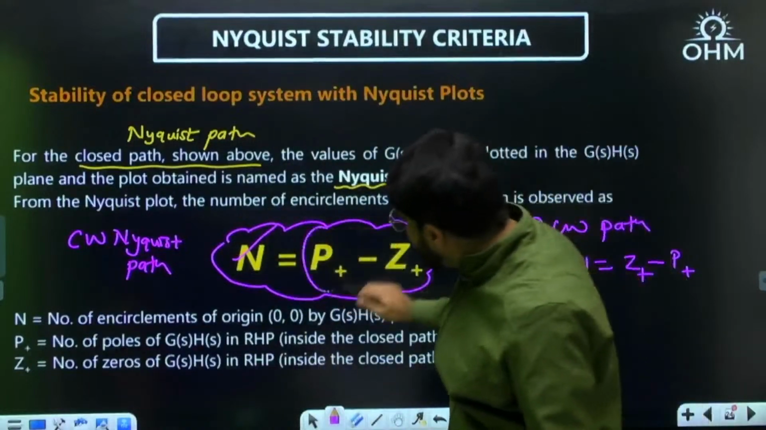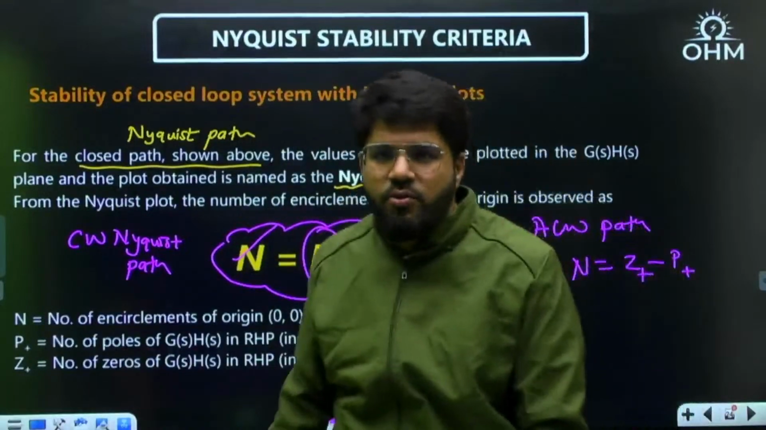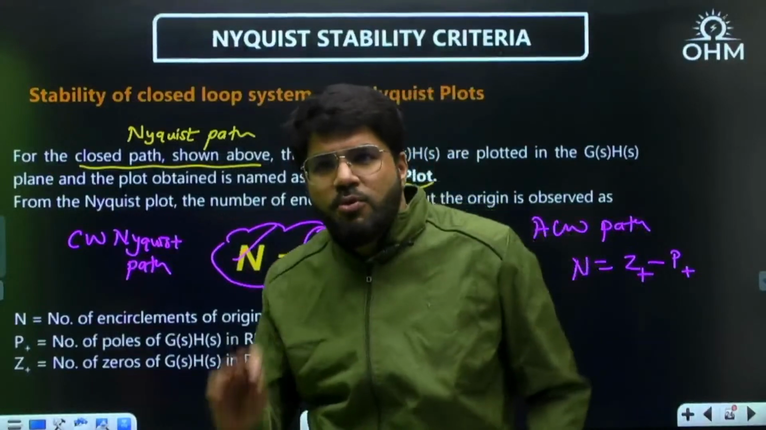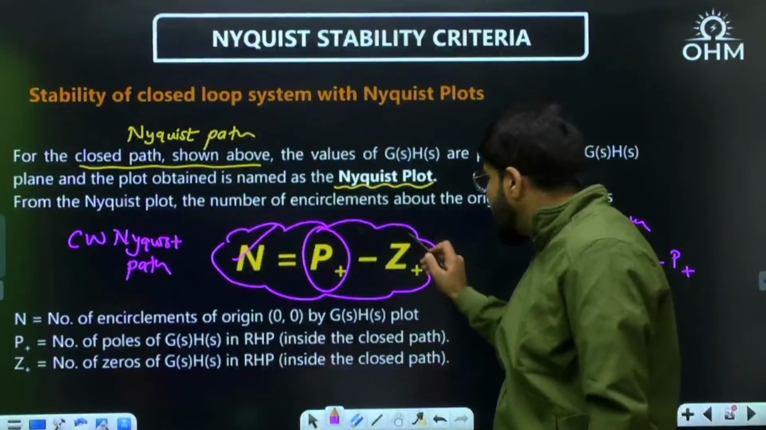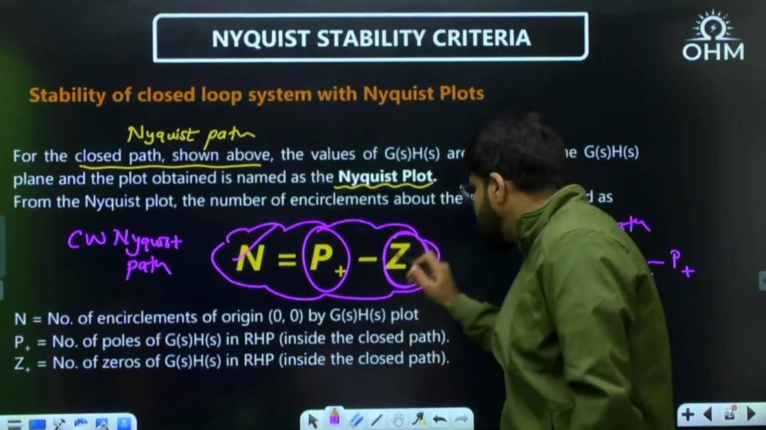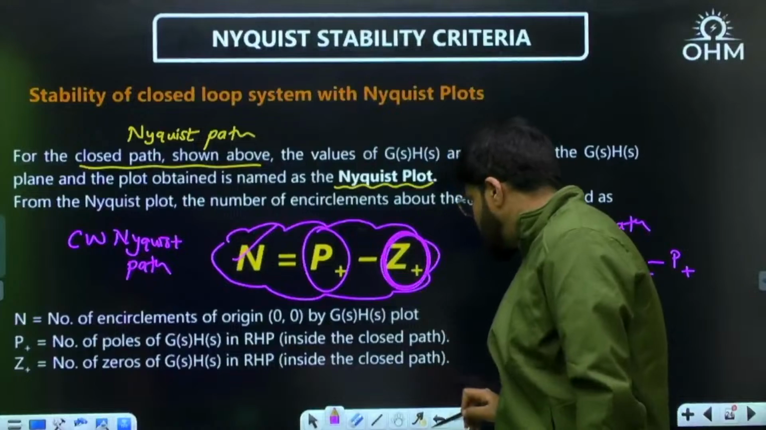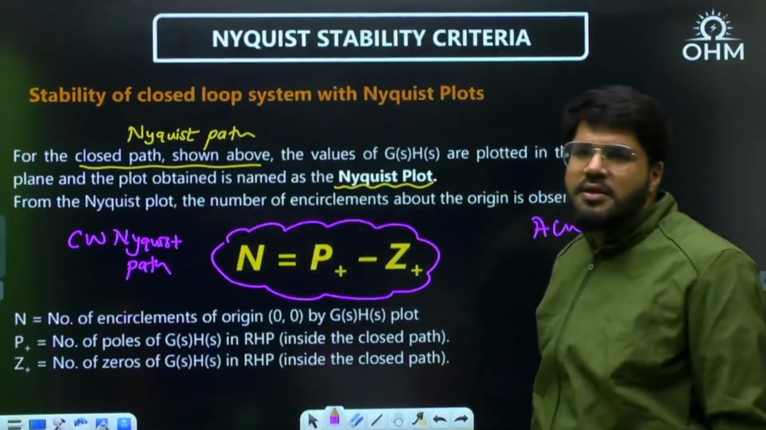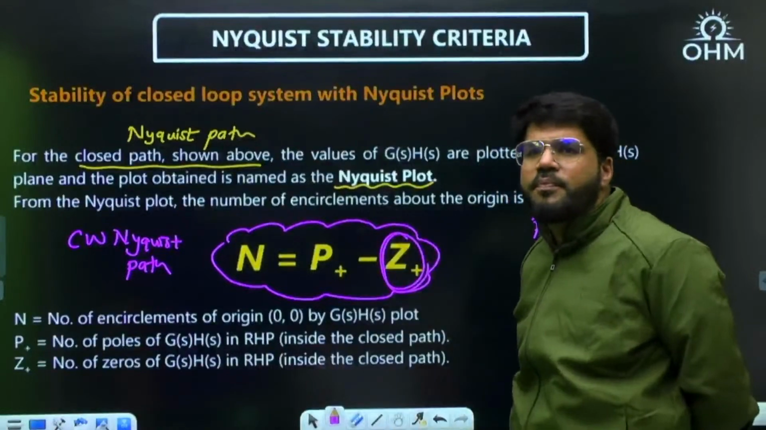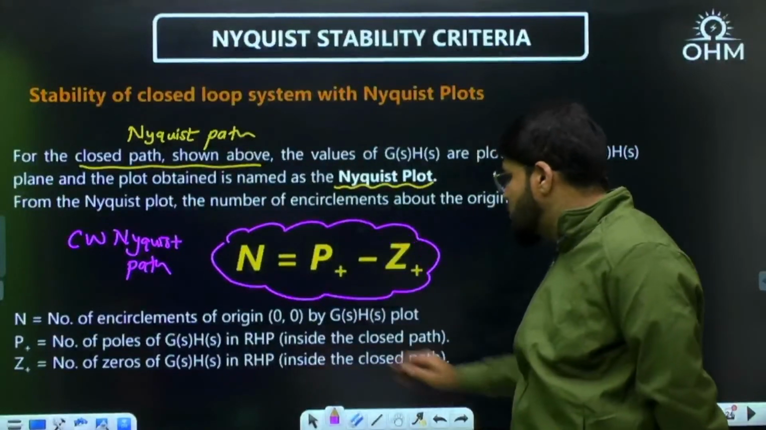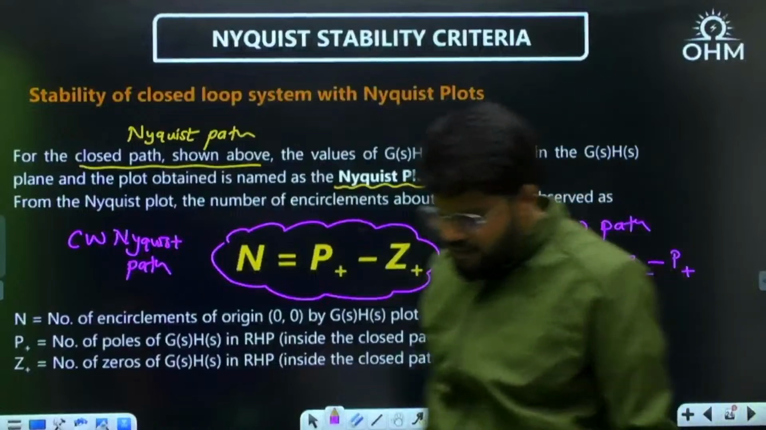Suppose somehow P plus is given to you, so P plus is known. Then you can calculate the value of Z plus. Clear? What is Z plus? Zeros of G(s)H(s) in the RHP.